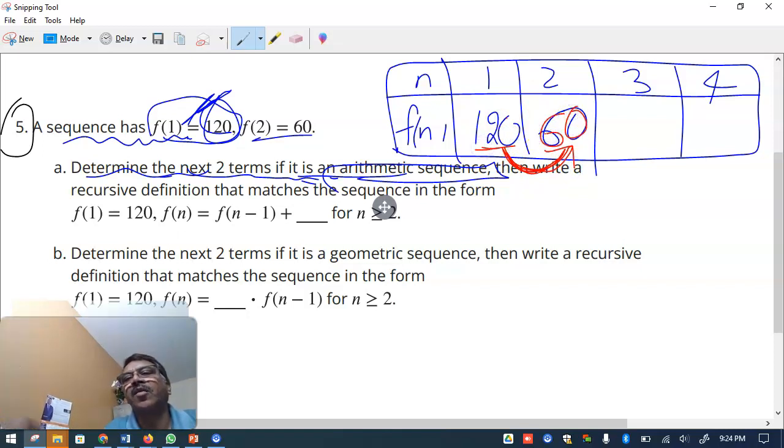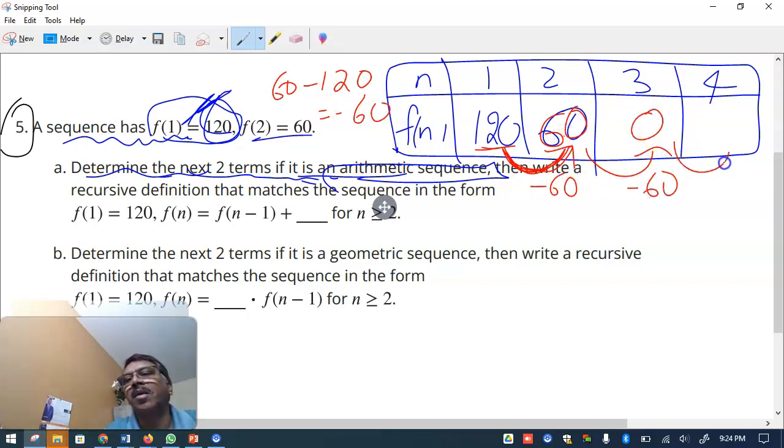So how much is less? 60 minus 120 is minus 60. So it is going down by 60. And likewise, we can go minus 60: 60 minus 60 will be 0, and 0 minus 60 will be minus 60. So this is how you're supposed to find out. So that's minus 60 right here. I hope that takes care of it.